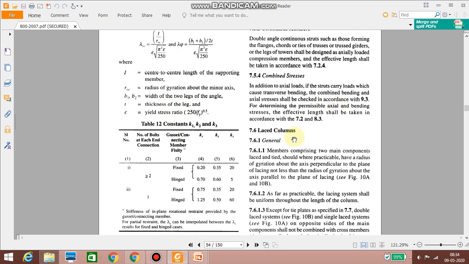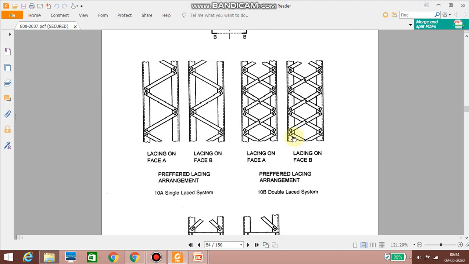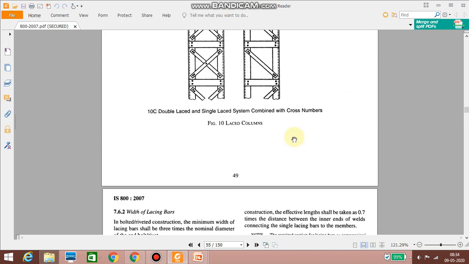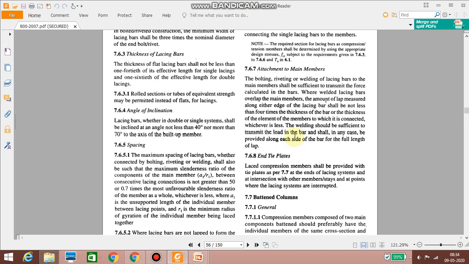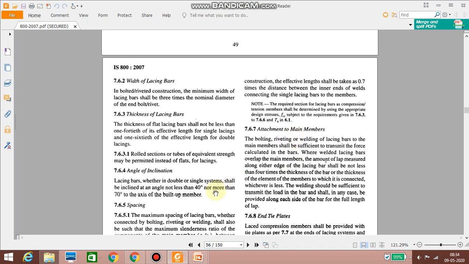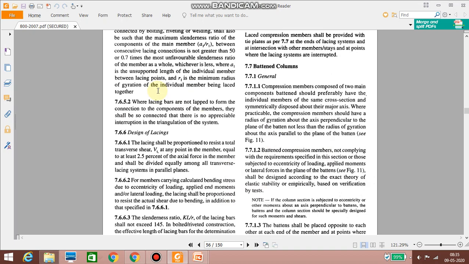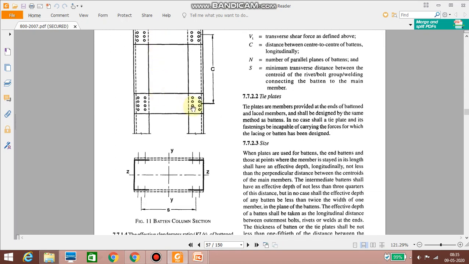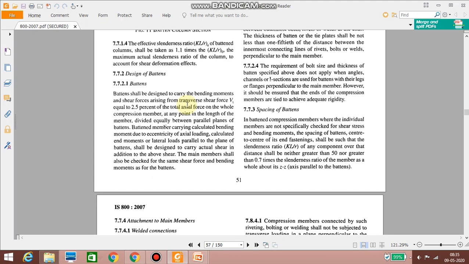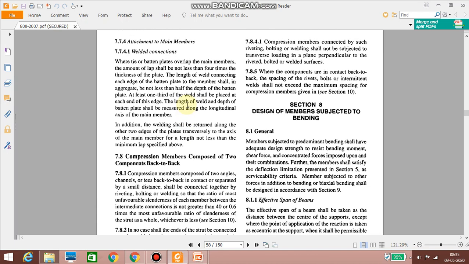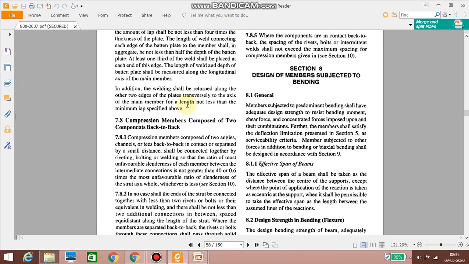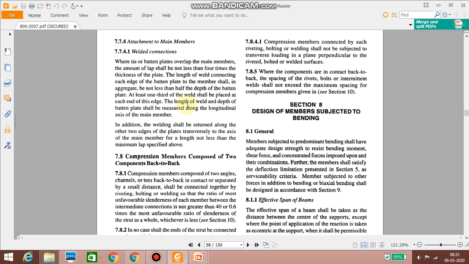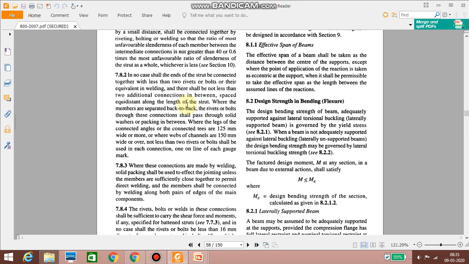Similarly, you can find laced columns in 7.6. So these are a few of the laced columns. The detailed explanation regarding the laced columns is also given here. Then battened columns are also given; these are the battens placed. So when we take up a few problems related to battened columns, we will look into all these things in detail. Similarly, you can find compression members composed of two components which are placed back to back in clause number 7.8, page number 52 also.